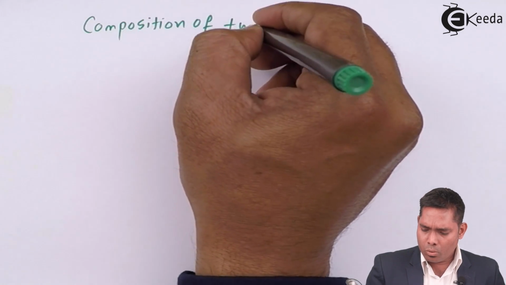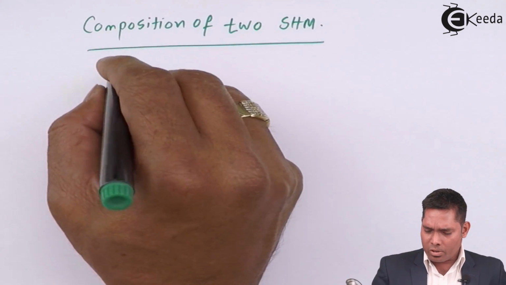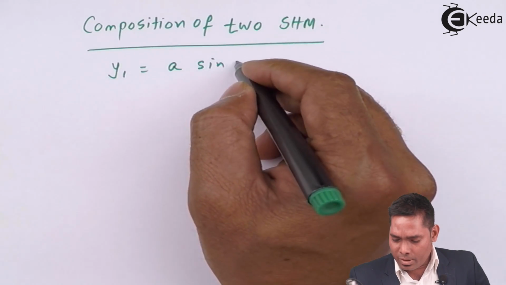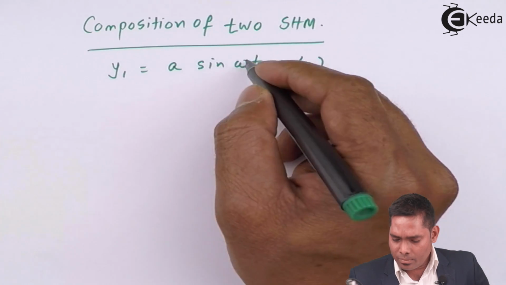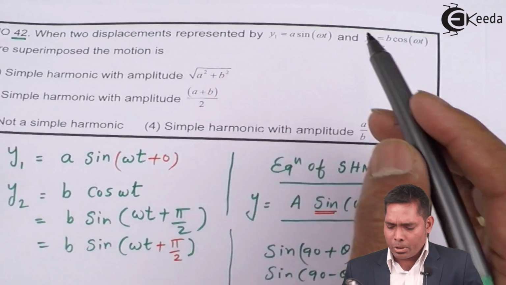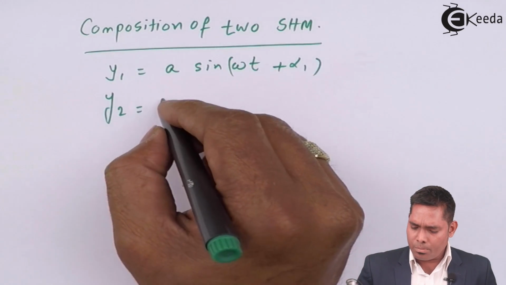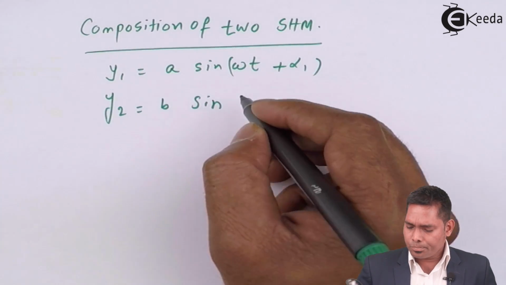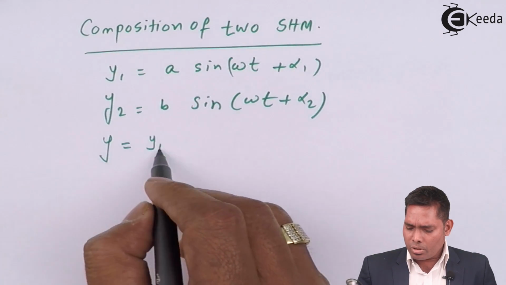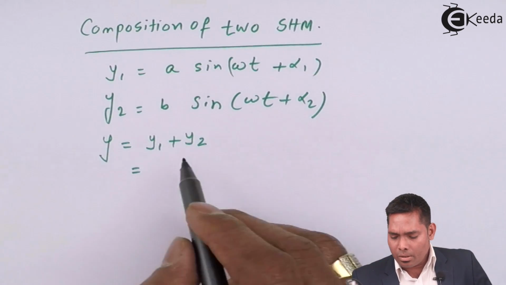Suppose that I have SHM like that, y1 is a sine of omega t plus alpha 1, and y2 can have a different amplitude. Here it is a and here it is b. Suppose b sine of omega t plus alpha 2, then I know that the combination of these two will finally give you the result. This is the derivation. The result is given to us.